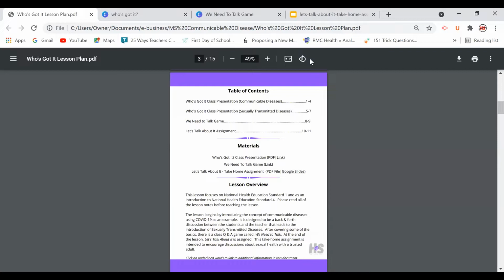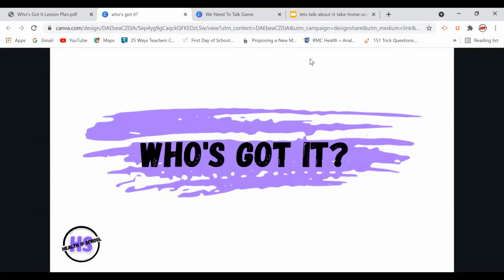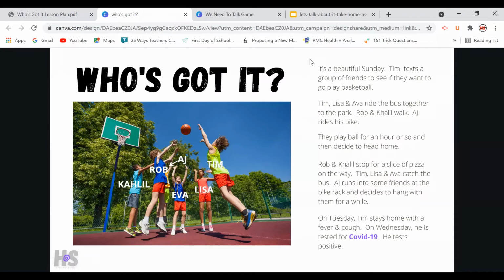So to begin the lesson, you're going to start with this slideshow and have a conversation with students about their understanding of COVID-19. Now, if your community has been particularly hard hit by COVID-19, you might want to fast forward through the first two slides. Otherwise, you're going to show them this scenario.